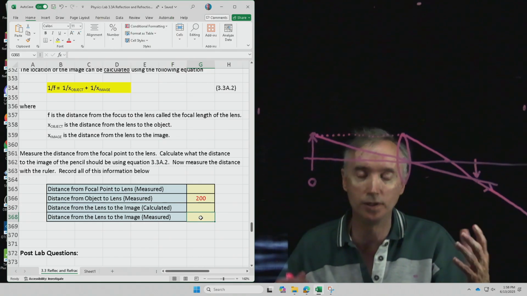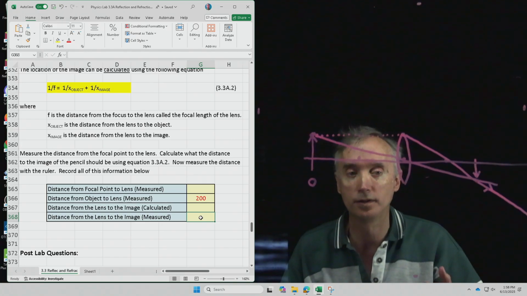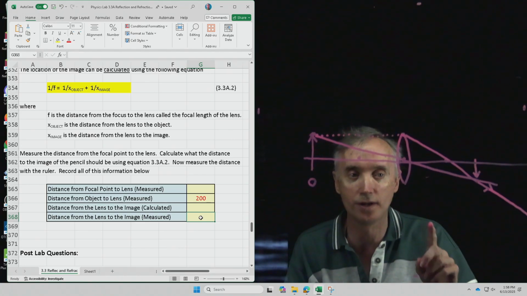So the last thing that we need to do is to calculate where the image is going to be located. And we'll do that in our next segment.